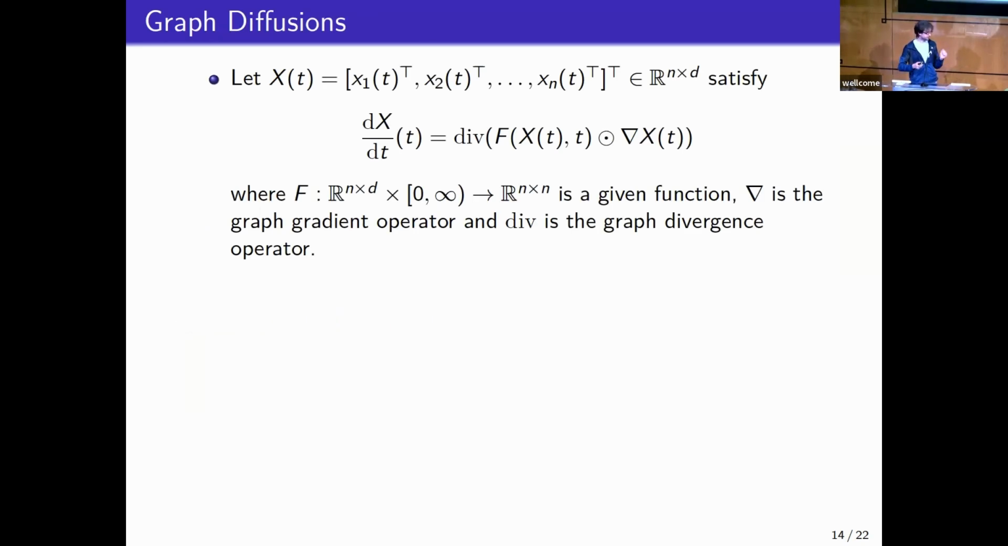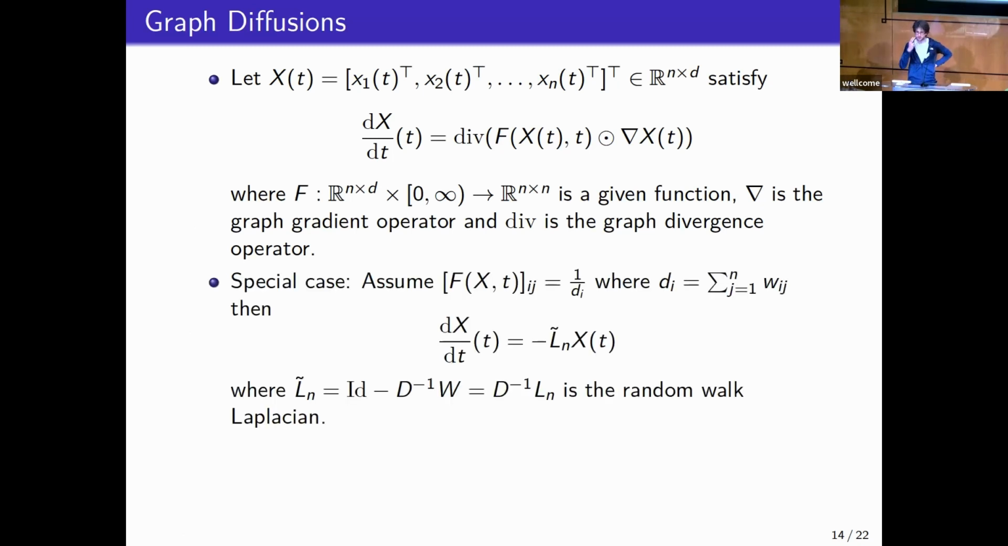Diffusion in the graph setting can be written just like this. We have our dx/dt, which is now equal to the divergence, the graph divergence, times some operator f. Here I've written f as the given function. In a neural network setting, this would be the function that you would have to learn. This function f pre-multiplies the gradient of x, and this gradient is again the graph gradient.